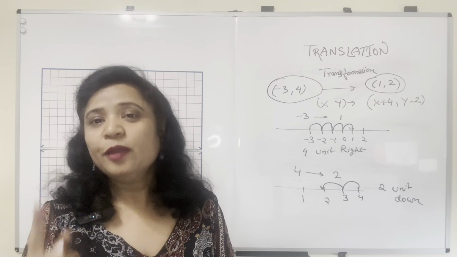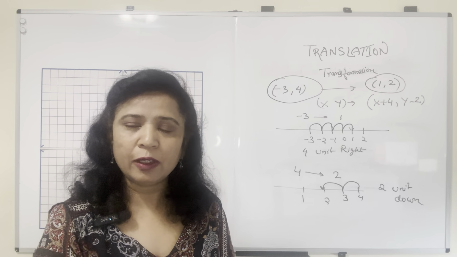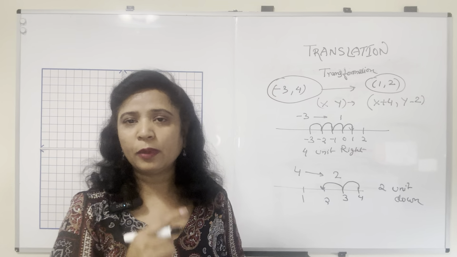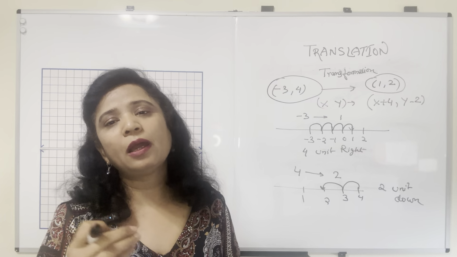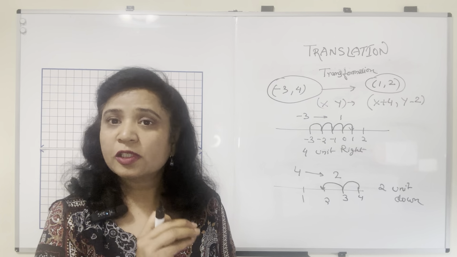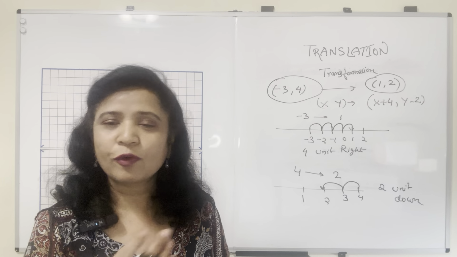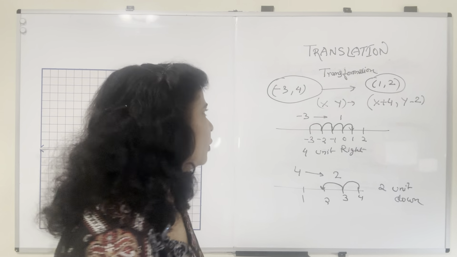the image. So they can give any different value of x, but the notation x plus 4 and y minus 2 is fixed, and you just have to substitute the value for x and y, and you will get the image from the pre-image. Now the third example.